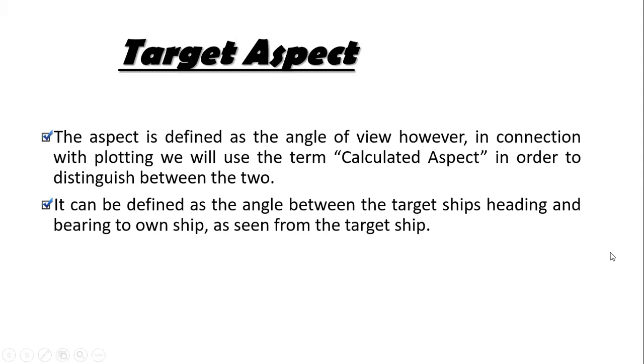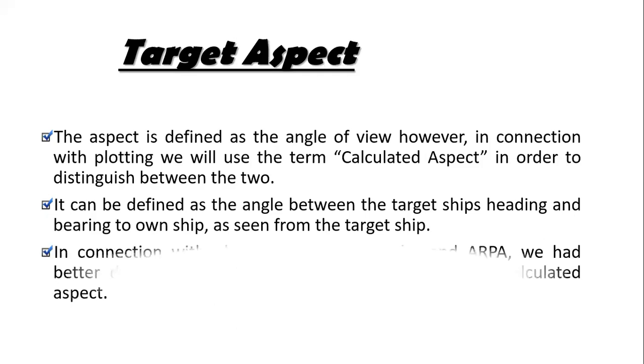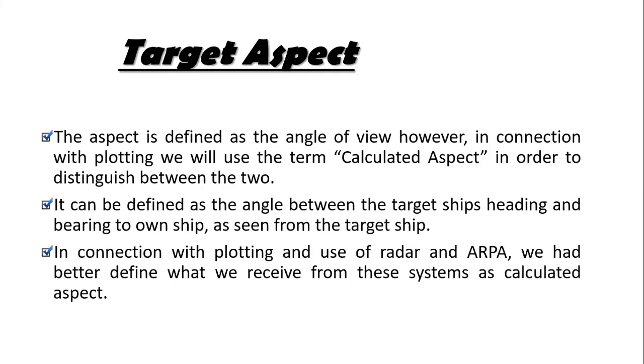Will she be crossing my bow? Will I be crossing her bow? Is she passing on my starboard or is she passing on my port side? Those are the questions. In connection with plotting and use of radar and ARPA, we had better define what we receive from these systems as calculated aspect.